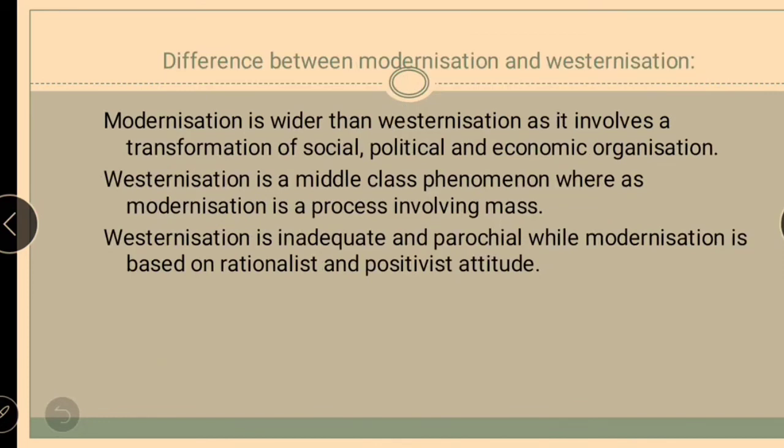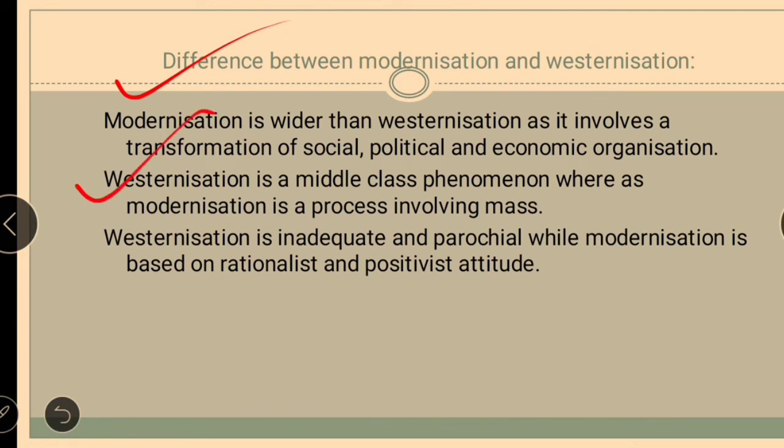So now let's talk about some of the differences between modernization and westernization. As compared to westernization, modernization is a wider concept. 150 years of British rule had brought westernization, and contact of non-western countries with western countries brought modernization. Westernization is basically a transformation of behavioral pattern, whereas modernization involves transformation of social, political, and economic organization.